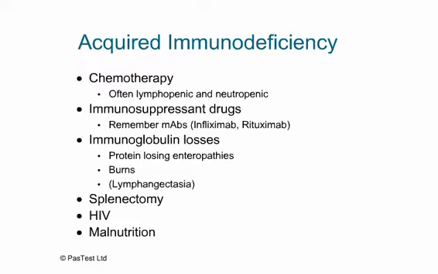Children post-splenectomy, as we summarised in the previous slide, are immunodeficient, and then patients with HIV and malnutrition worldwide are the most important causes of acquired immunodeficiency.